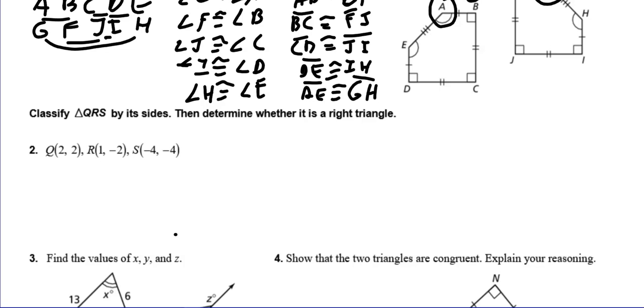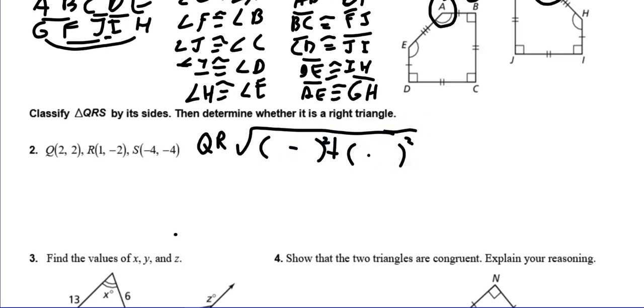Okay, classify QRS by its side. Then determine if it's a right triangle. So I have no idea what this looks like, but basically we're just trying to find out two things. The length of all the sides, okay, and the slope of all the sides, right? So to find the length, we need to do the distance formula. So I'm going to do QR first. And remember, it's very simple. I put this ahead of time so I don't have any problems with double negatives. It's x minus x and y minus y.